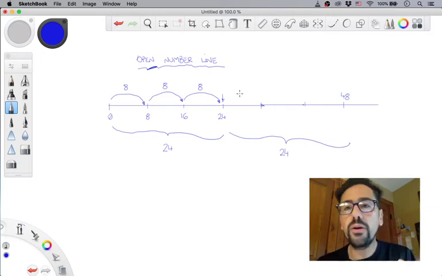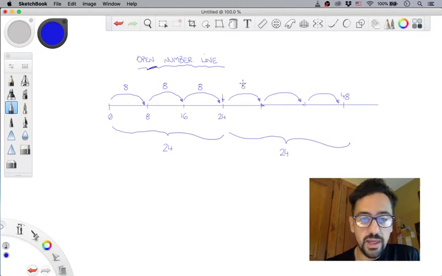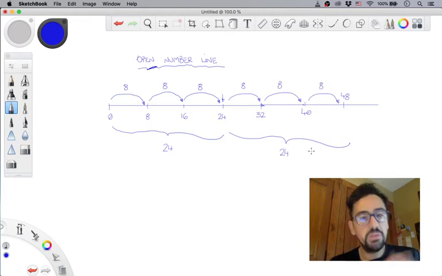But if I were very specific about it, I could say, okay, this is another 8 crayon interval. This is another 8 crayon interval. And this is another 8 crayon interval. So this would certainly be 32. This would be 40. And 40 plus another 8 would be 48. There you are. I have demonstrated with an open number line that 6 rows of 8 crayons per row is going to be 48.